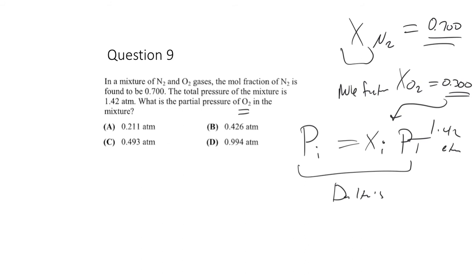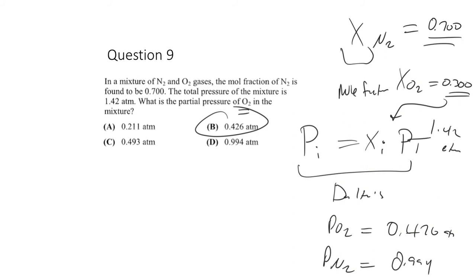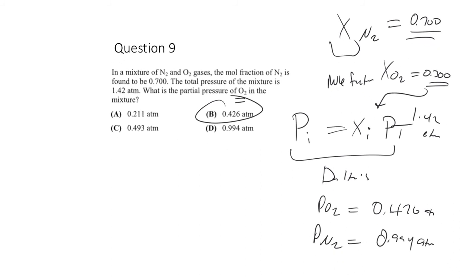So the partial pressure of O2 should be 0.3 times 1.42, that's 0.426. So that's the partial pressure of O2. It doesn't ask for it, but the partial pressure of N2 would be 0.7 times 1.42, and that's 0.994. And obviously, if you add the two components up, the sum has to go to the total. Just checking here, 0.426 plus 0.994 is 1.42, so it checks out.